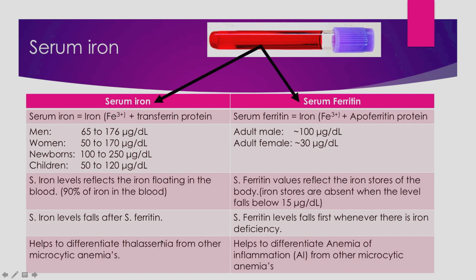Now you remember that the serum iron levels help us to differentiate between thalassemia and iron deficiency anemia, whereas the serum ferritin levels help us to differentiate between anemia of inflammation and other microcytic anemias like iron deficiency anemias. We will talk about this point later on.